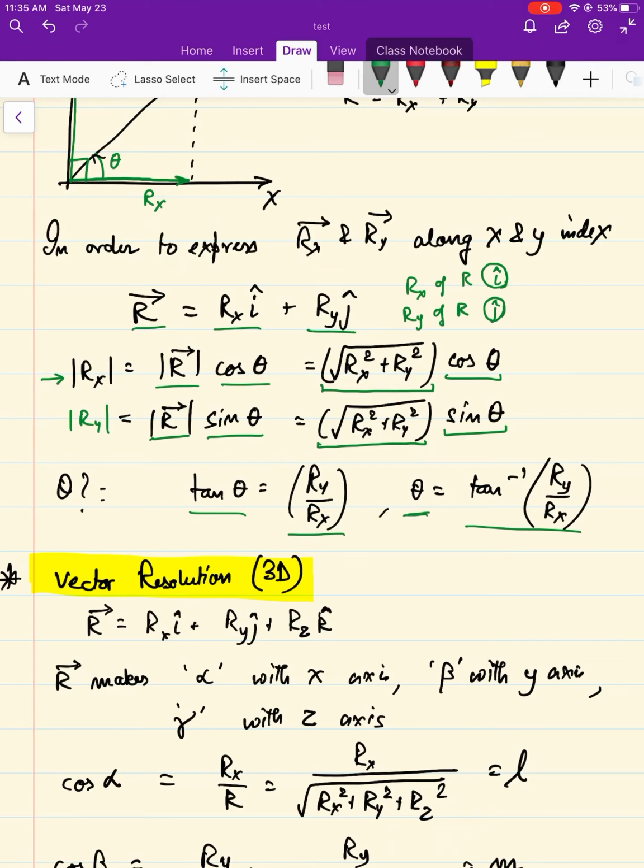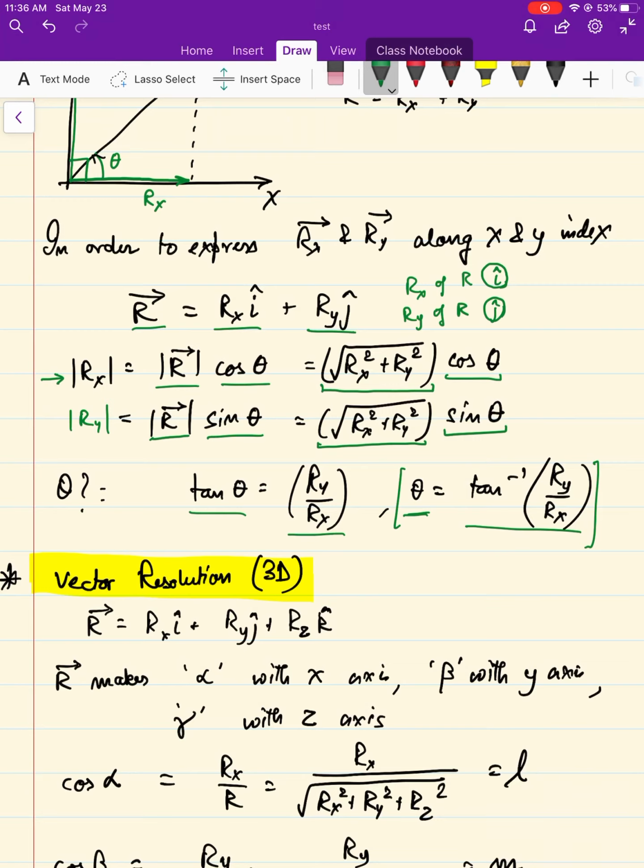That's how you calculate theta. So for all practical problems, theta can lie anywhere in the first, second, third, or fourth quadrant. So when you're solving the problem, you must see the signs, and accordingly you must adjust the angle which the resultant vector subtends with the x-axis. So that is up to the user.